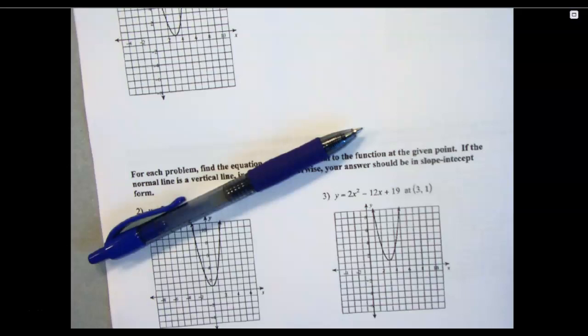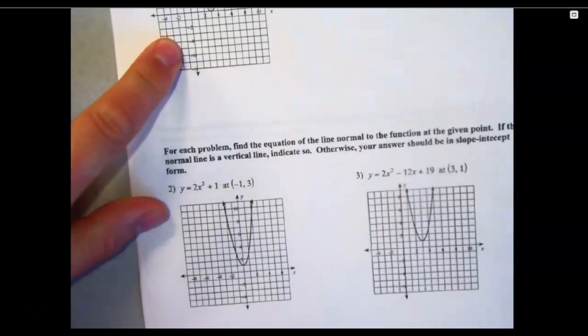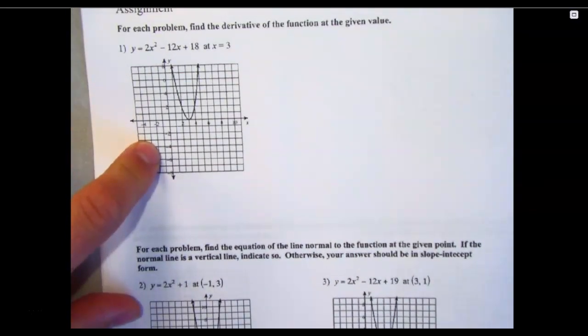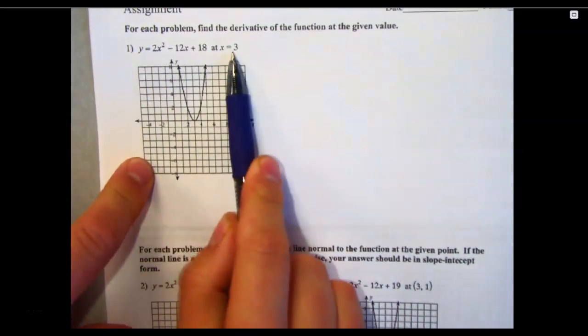Then after today, you should be able to find the tangent line equation at a point and the normal line equation at a point. That's what we're trying to do. So this first one is find the derivative at a point. I'm not going to go through that. We did that last time. What that is, just take the derivative, plug in 3.